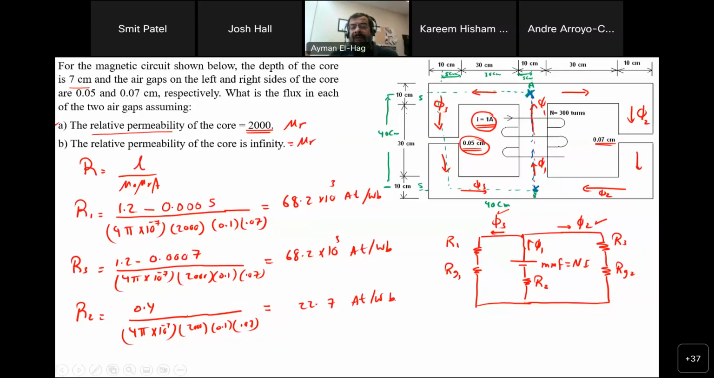Okay, so what are we left with? We are left with RG1 and RG2, the air gaps. Now in the air gap, what is the difference here? We already know L, it's already given to us. And mu R is equal to 1, because for air, the relative permeability is equal to 1.